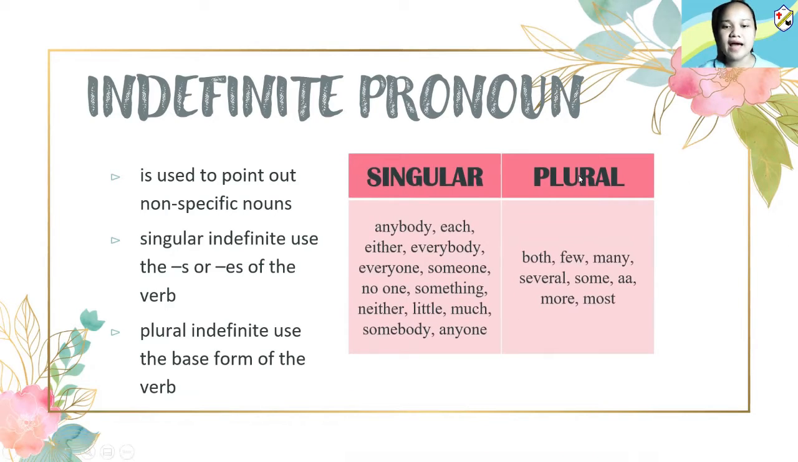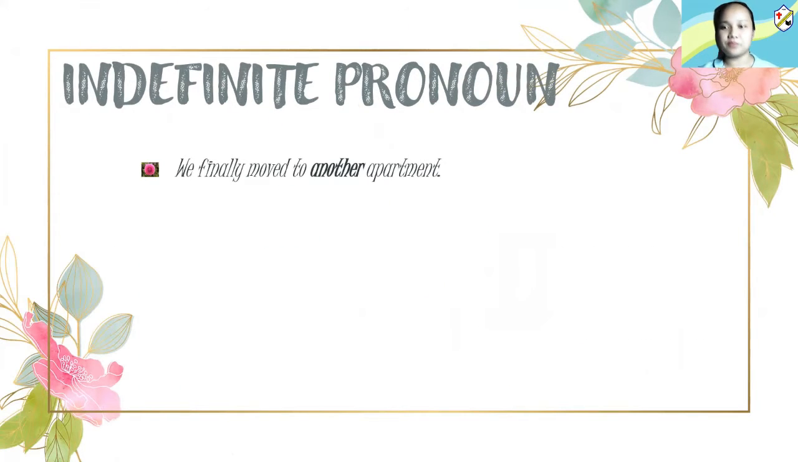For singular, we have anybody, each, either, everybody, everyone, someone, no one, something, neither, little, much, somebody, anyone. While for plural, there may be few, but these are the following: both, few, many, several, some, more, and most. These are the following examples.